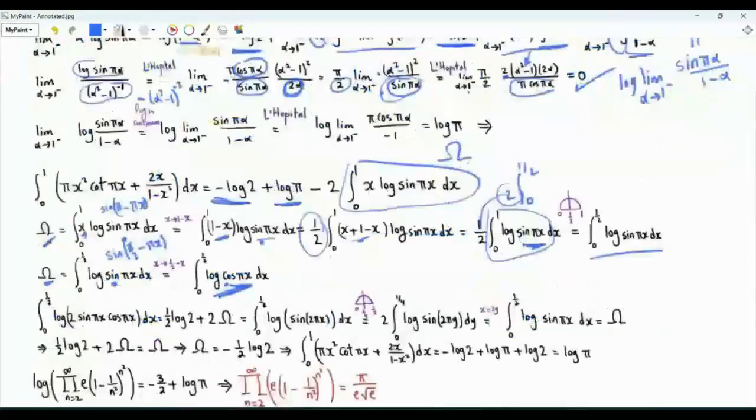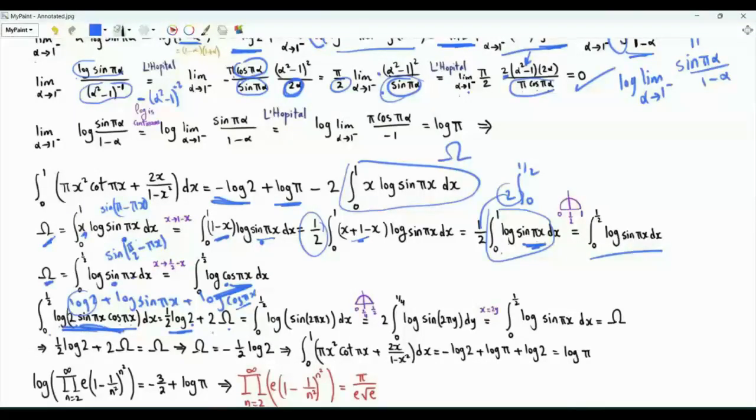To get omega, note the following. If we integrate from 0 to 1/2 log of 2 sin(pi x) cos(pi x), this is log 2 plus log sin(pi x) plus log cos(pi x). If we split into 3 integrals, we get log 2 times 1/2, and then the integral with sine, that's omega, and the integral with cosine is also omega. So this integral here is 2 omega plus 1/2 times the natural logarithm of 2.